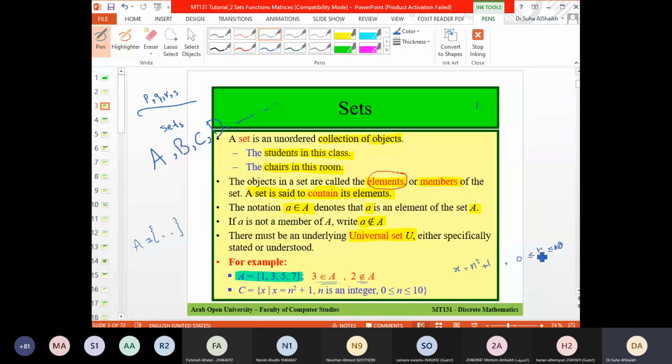So if the N is greater than or equal to 0, less than or equal to 10, what are the elements of N? Tell me, what is the N here? It's between 0 and 10. So 0, it's 1, it's 2, it's 3, it's 4, up to 10. Isn't this what it means? What does it mean that N is between 0 and 10? It's greater than or equal to 0, less than or equal to 10.